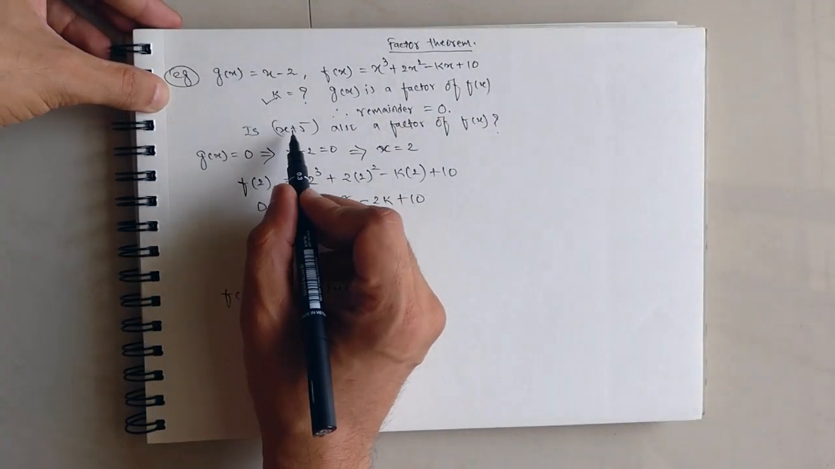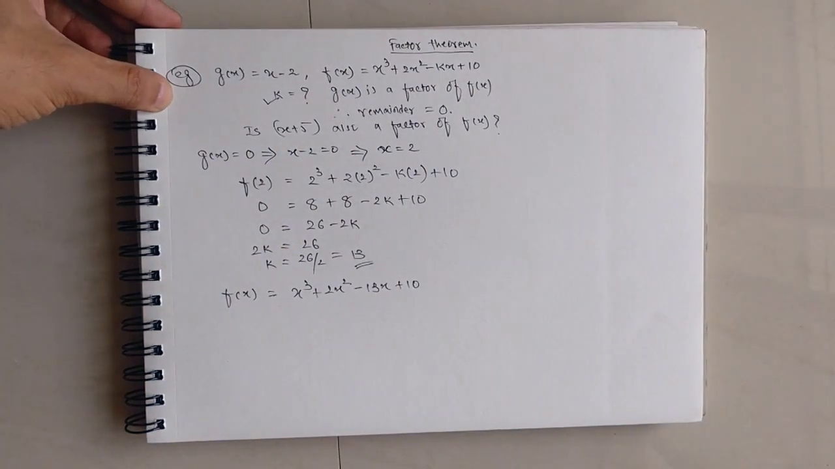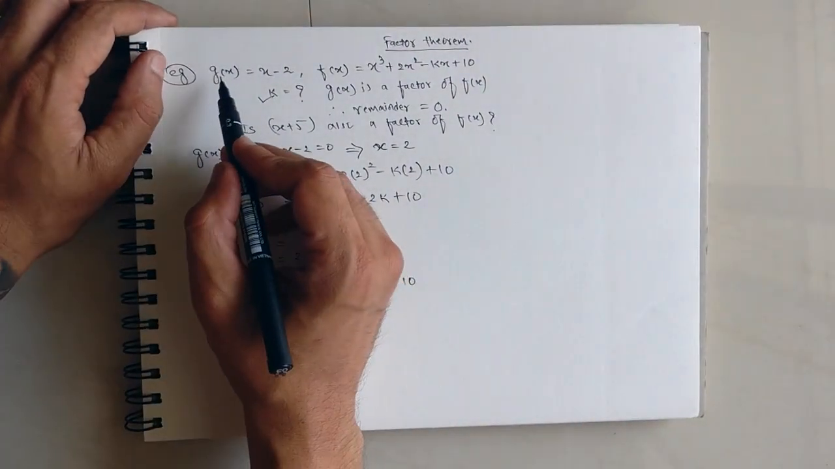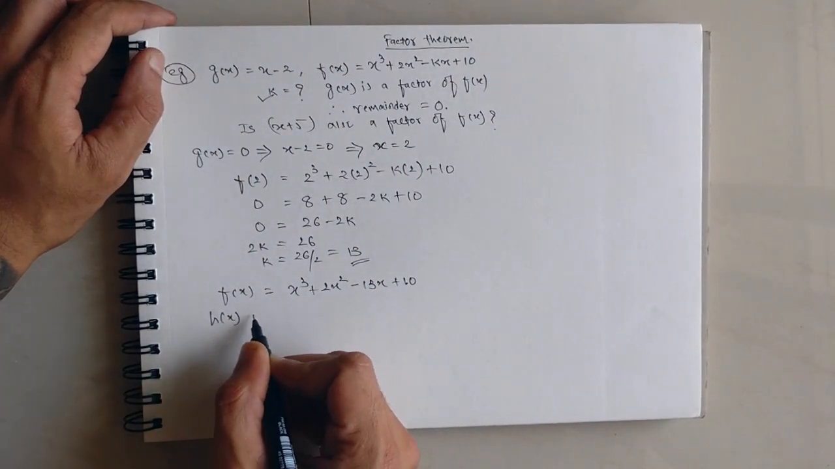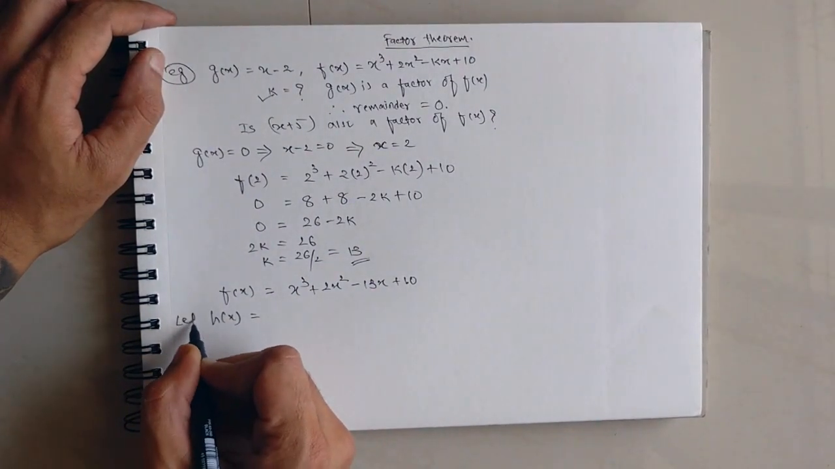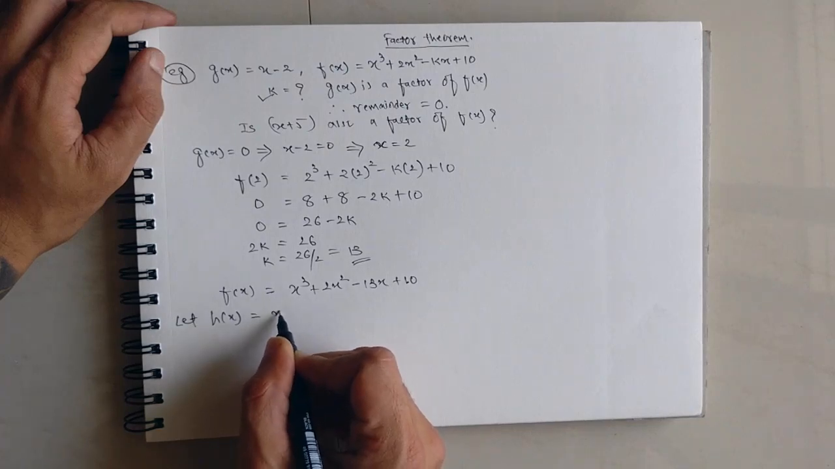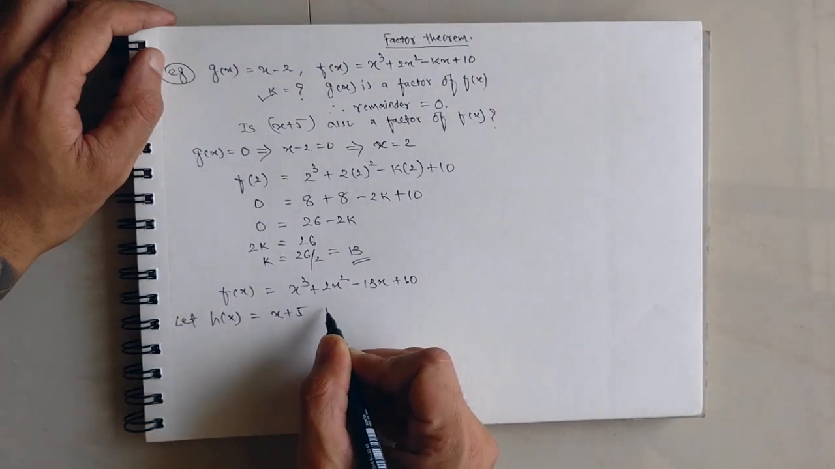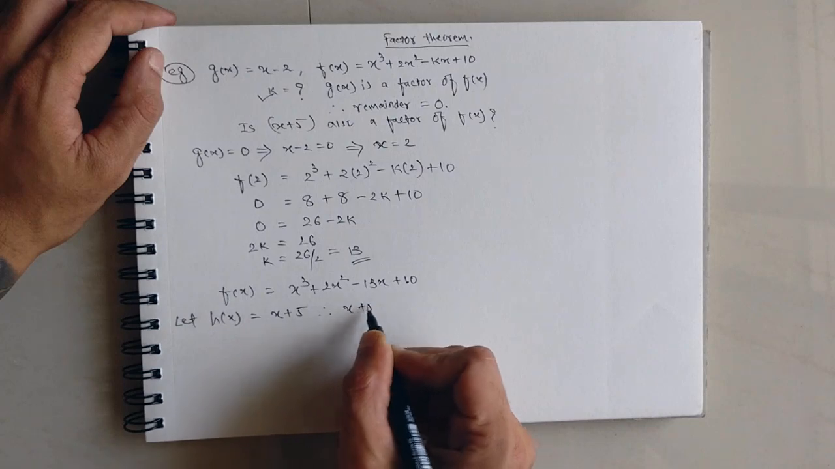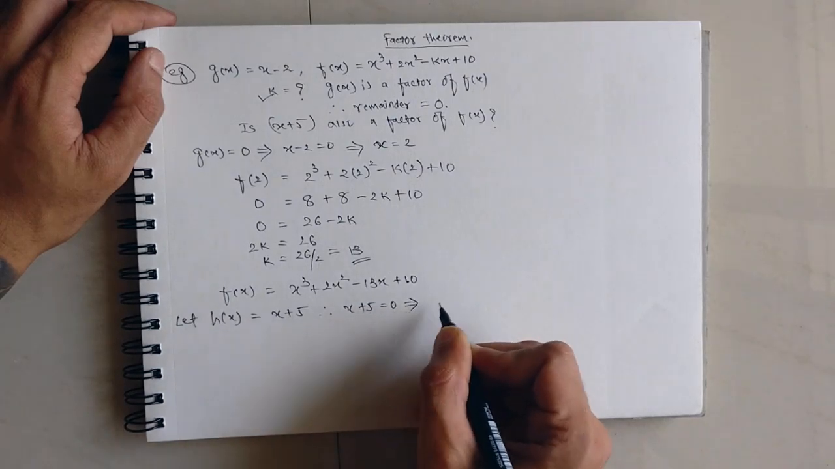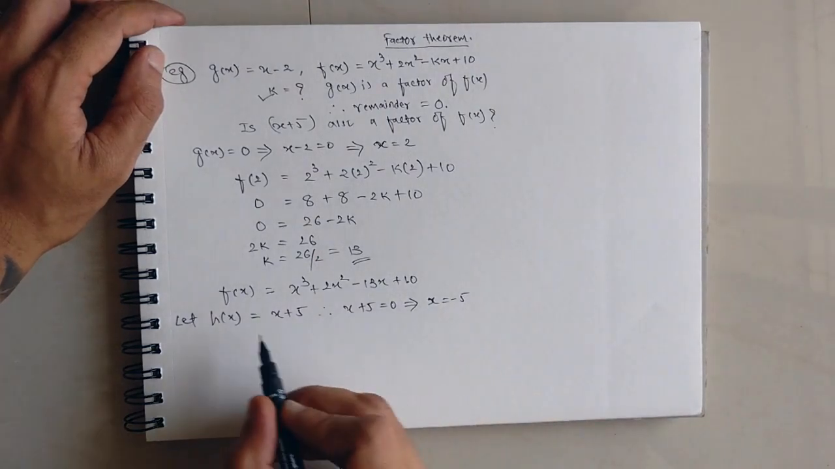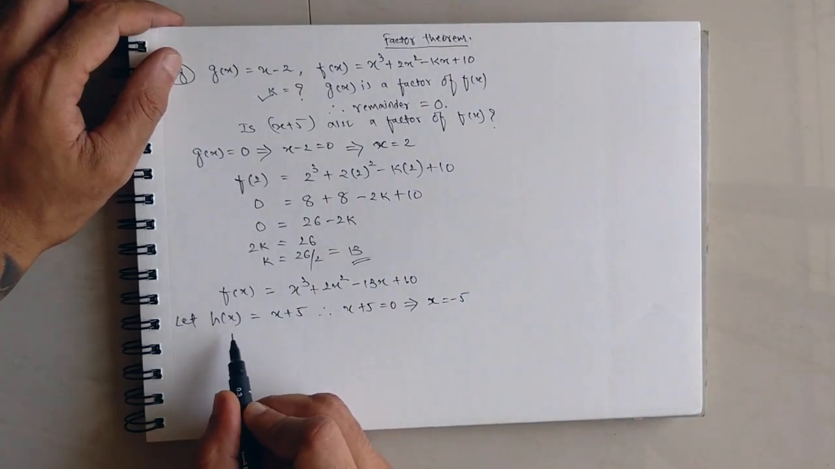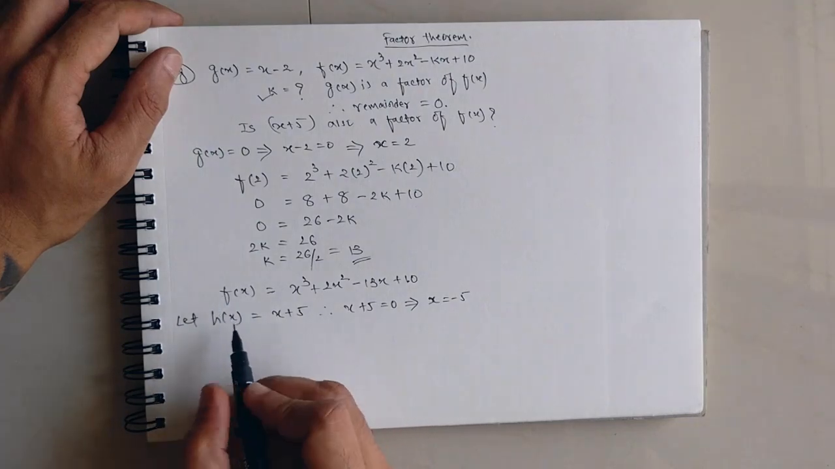Okay, so let us give this x plus 5 a name. I've used g of x, I've used f of x, let me use h of x. So let h of x is equal to x plus 5. Therefore x plus 5 is equal to 0, which implies x is equal to minus 5. So I'll put the value of minus 5 and check what is the remainder in f of x.